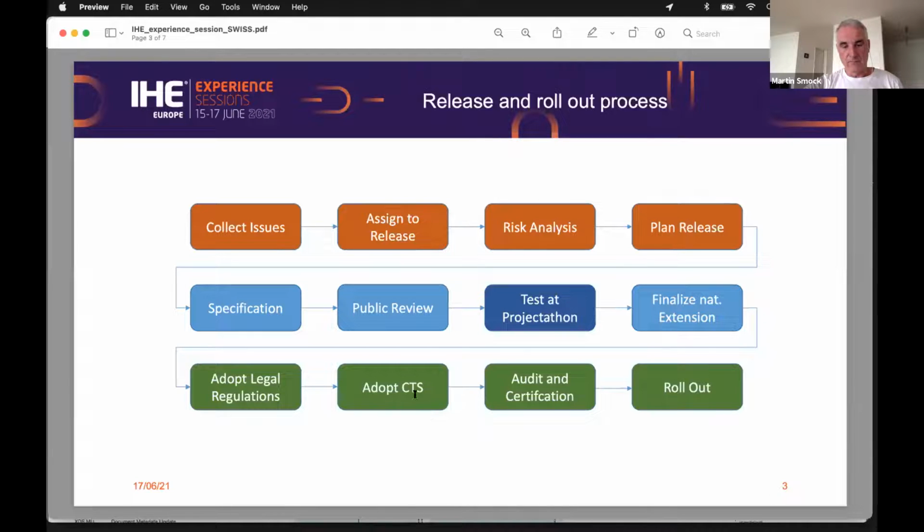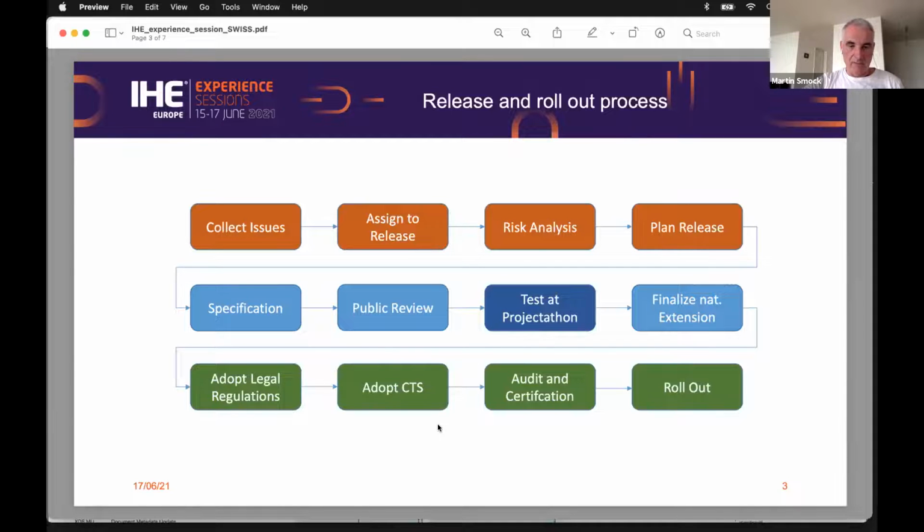As Alexander mentioned in his introduction, we use Gazelle not only for the Projectathon tests, but also for a certification test system. All communities must run every 3 years through a set of no-peer tests to ensure that they fulfill the interoperability requirements from our legal regulation. And there's an audit and certification process on data privacy, data security, and conformity with the specification. And we finally roll out.